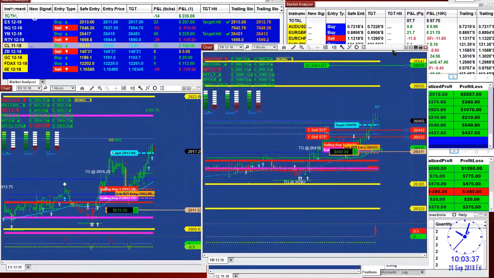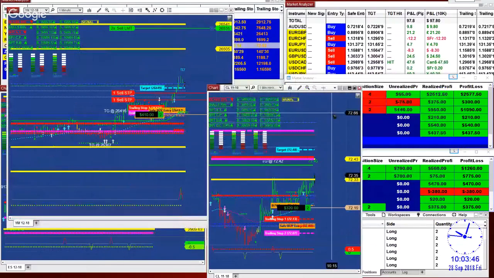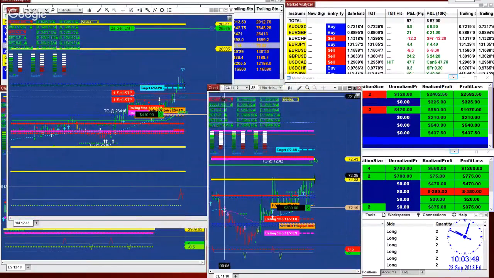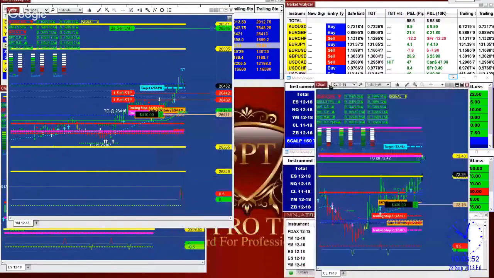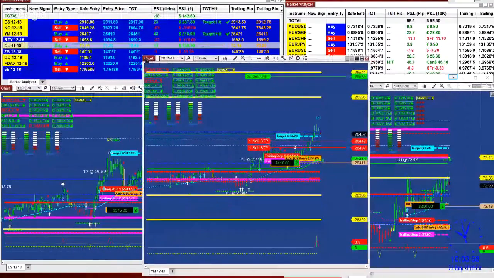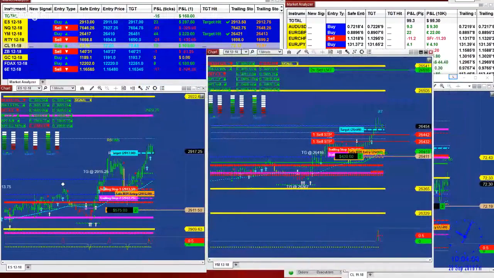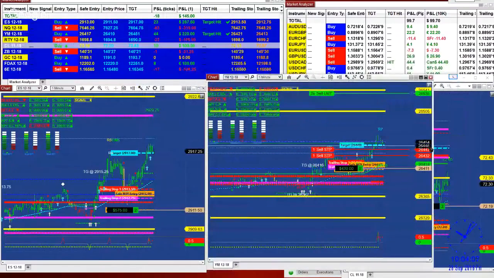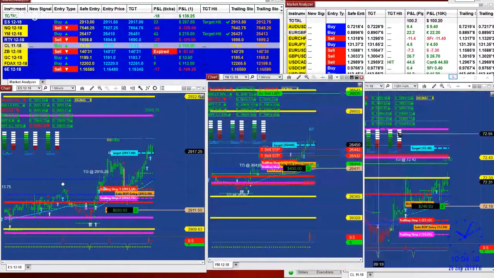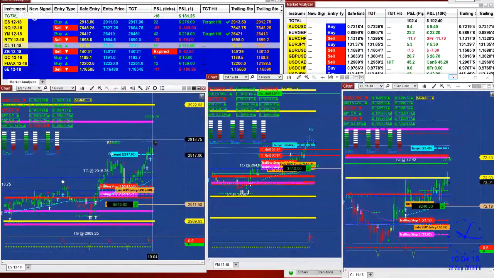So we have a three market right now. We have the ES, CL, YM, and then ES. So we'll see what happened on those.